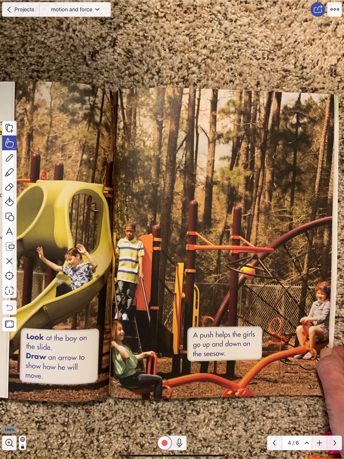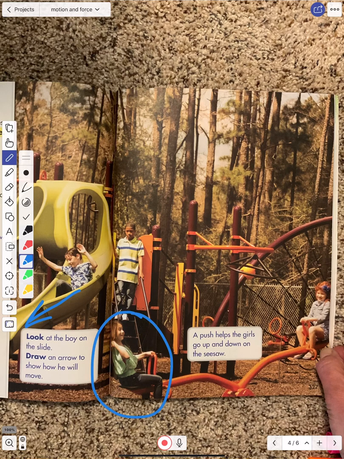We're going to move on though to the playground picture, and it says, look at the boy on the slide. Draw an arrow to show how he will move. And which way would he move? Yep, he's going to be moving down. And then we also have gravity helping us, but the force is pushing him or pulling him downward. At the seesaw or teeter-totter, a push helps the girls go up and down on the seesaw. So whose turn is it to push right now? That's right, right now it's this girl's turn to push because her feet would be on the ground, and then she can push off, and then it would be the other girl's turn.